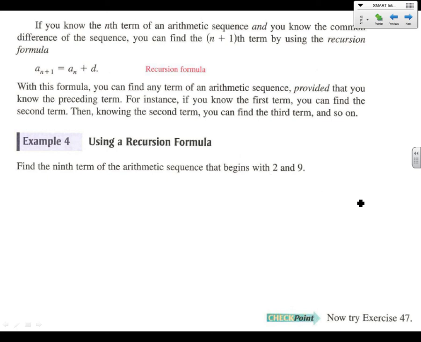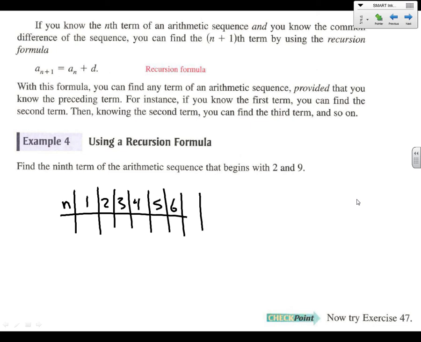So on this one, we've got our n, the first number, and we want to find the 9th term. So we're going to go all the way out to 9: 3, 4, 5, 6, 7, 8, 9. The first number in our list is 2. The second number is 9. What did we jump by? We jumped by 7, and we know we're adding because it's arithmetic. So now let's add 7 again.